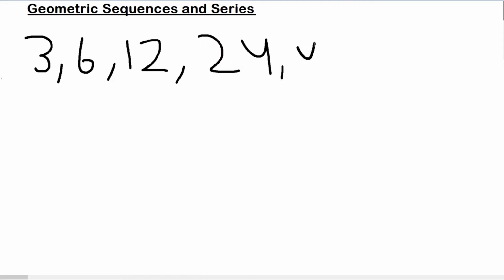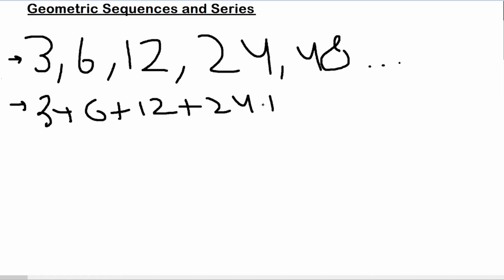Now that you know how to solve some simple geometric sequence problems, let us look at a geometric series. And what is a geometric series? As mentioned in my last video about arithmetic sequences and series, a geometric series is essentially just the sum of all of the terms in a geometric sequence. For example, the sequence is 3, 6, 12, 24, and 48, but the series would be 3 plus 6 plus 12 plus 24 plus 48, etc.